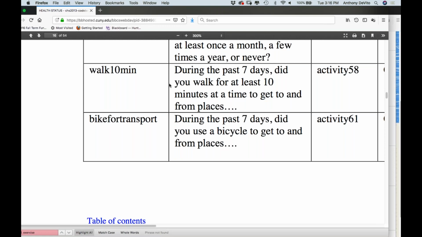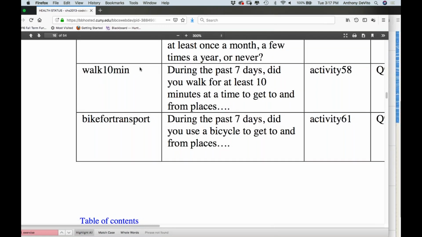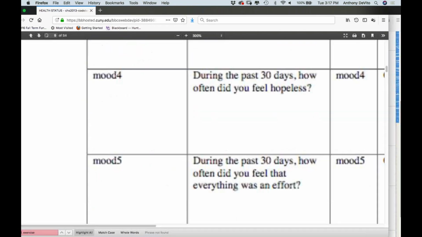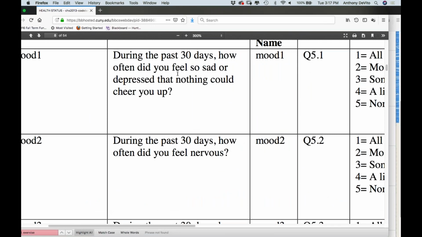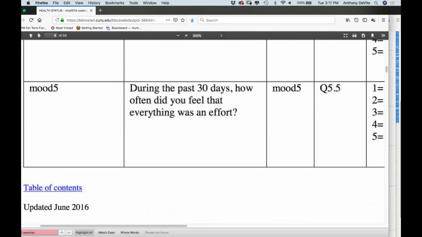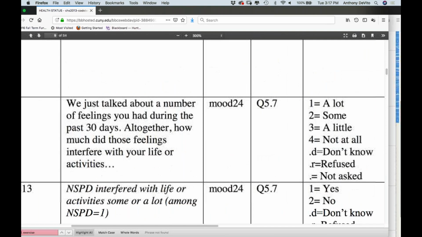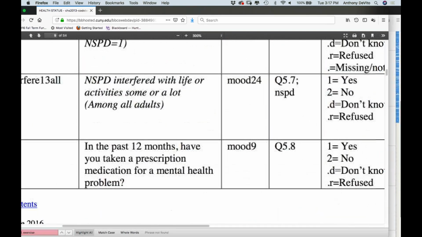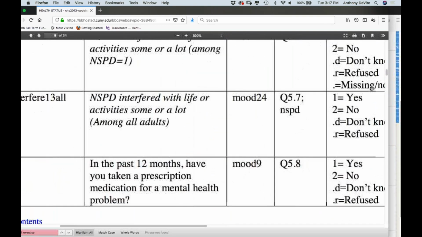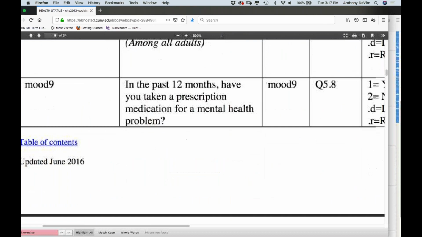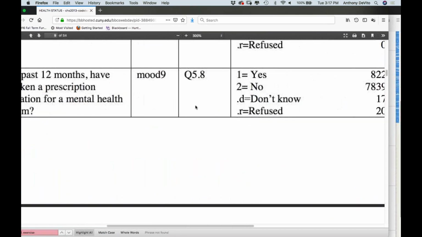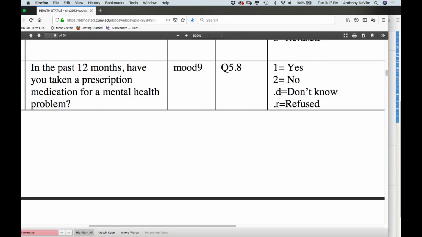Right. So you might want to see if there's an association between a sedentary lifestyle and mood. Let's go back to mood, the beginning. Let me find something that's dichotomous, maybe. In the past 12 months, have you taken a prescription medication for a mental health problem? Yes and no. So you can see if there's a correlation between physical activity and whether or not a person has been prescribed a mental health prescription during the past 12 months. There's a wealth of information here you're perfectly welcome to use.